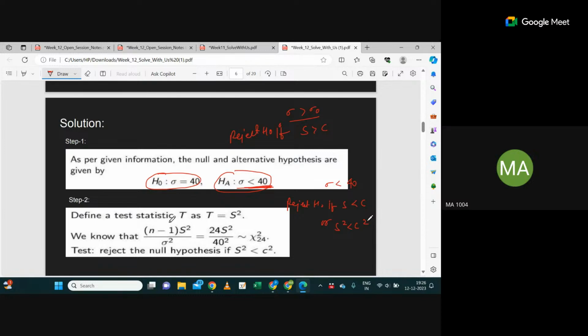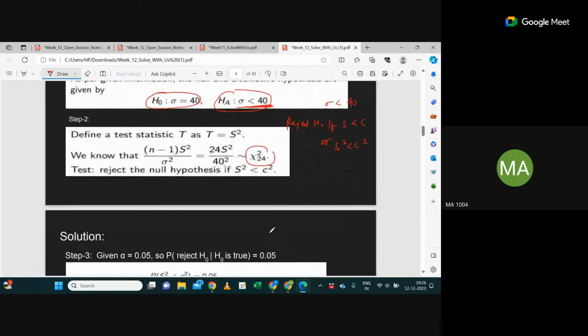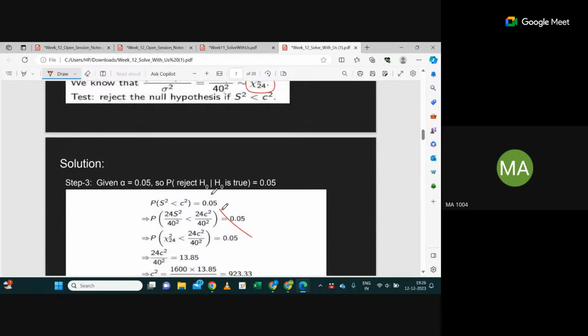So we know n minus 1 S square divided by sigma square follows chi square n minus 1, and we have n as 25 in the sample given to me. So it will be chi square 24, that is 24 times S square divided by 40 square, chi square 24. Let's continue with our procedure with alpha. Till this point, is it clear to everyone? Any doubt?